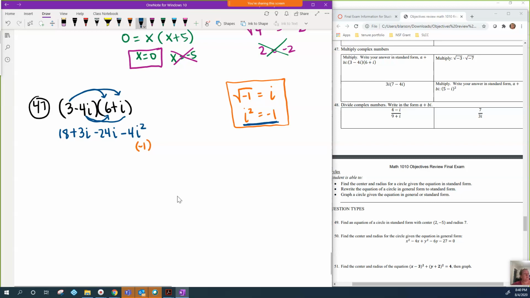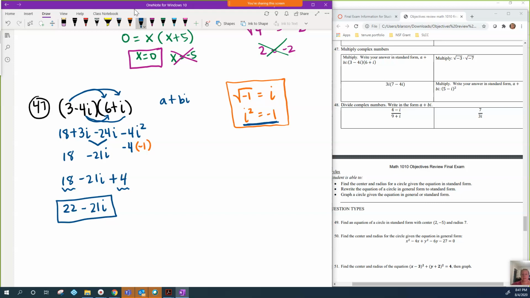So let me write down the rest of this a little bit here. So this is going to say negative 4 times that negative 1. All right, I can combine these i's together on that. So 3i minus 24i gives me negative 21i. And then I still have that 18 there. So when I write this down again, I've got 18 minus 21i, and then negative 4 times negative 1 is a positive 4. And then, remember, I want it in the form of a plus bi, so my i part needs to go second. So I'm going to add my 18 and my 4 together, because those are like terms. So 22 minus 21i. And now it's in that form that we need.